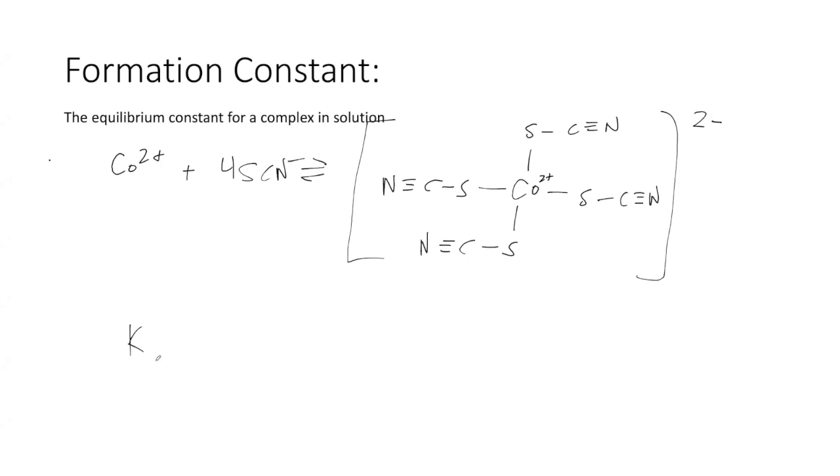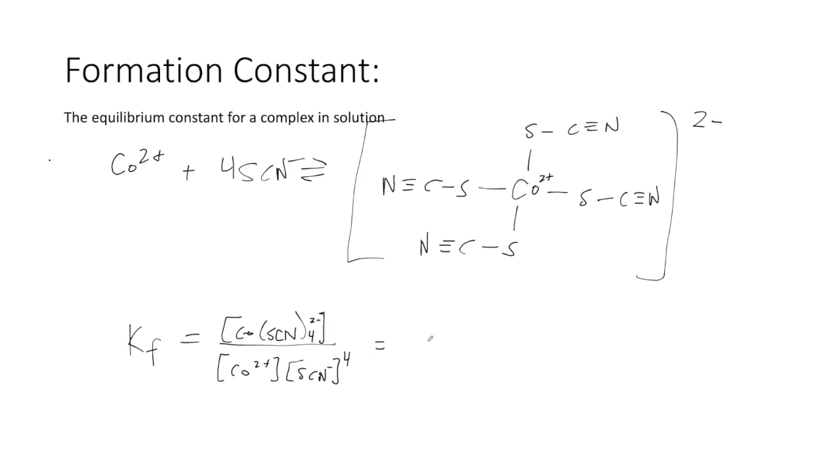So if we wanted to write an equilibrium constant for this complex forming, we would write our products over reactants. Here our product is that complex, the cobalt isocyanate complex. And then our reactants are a cobalt 2+ ion and 4 of those isocyanate ions. So this would be what our equilibrium constant would look like.